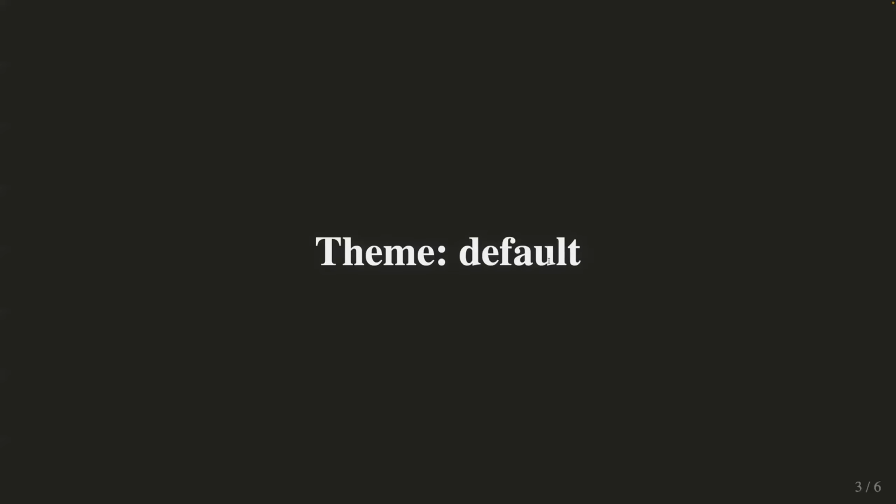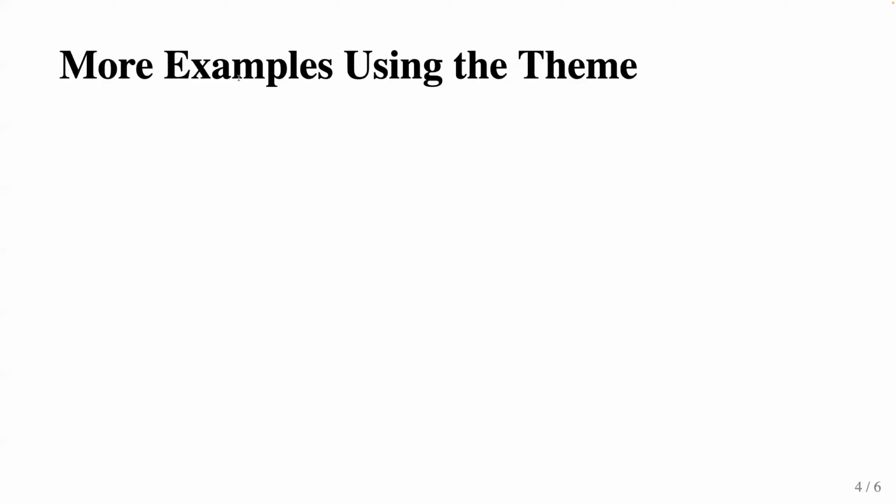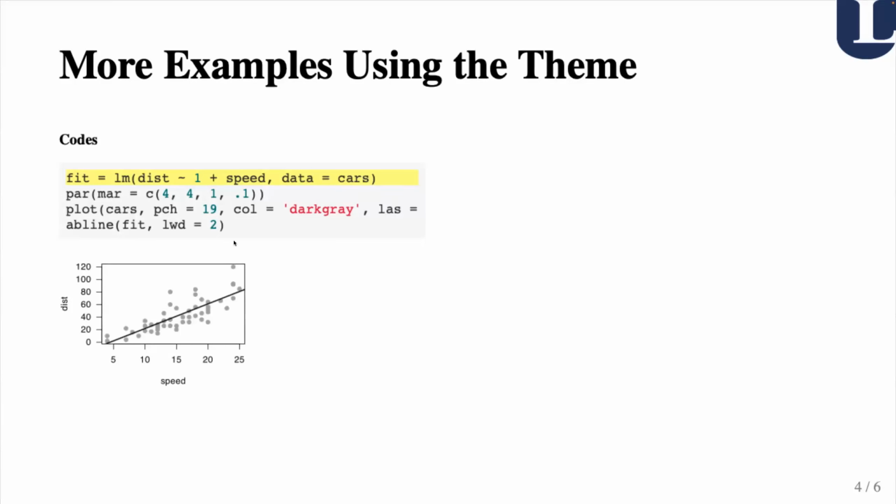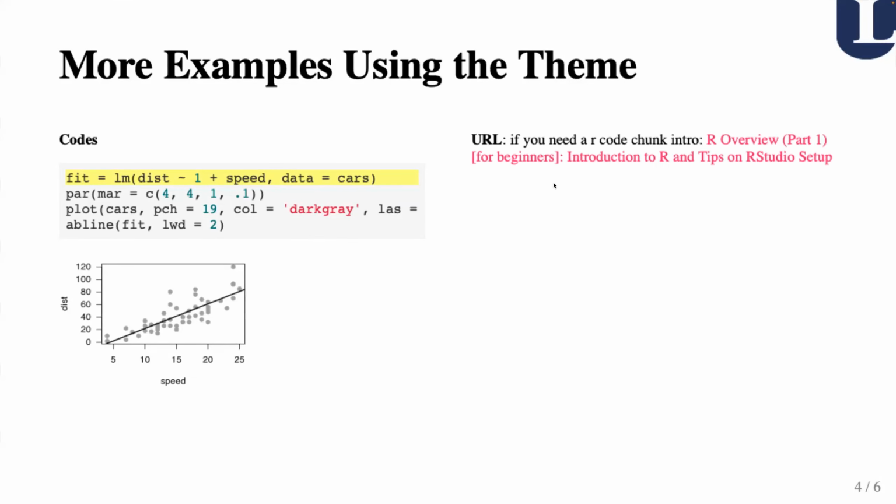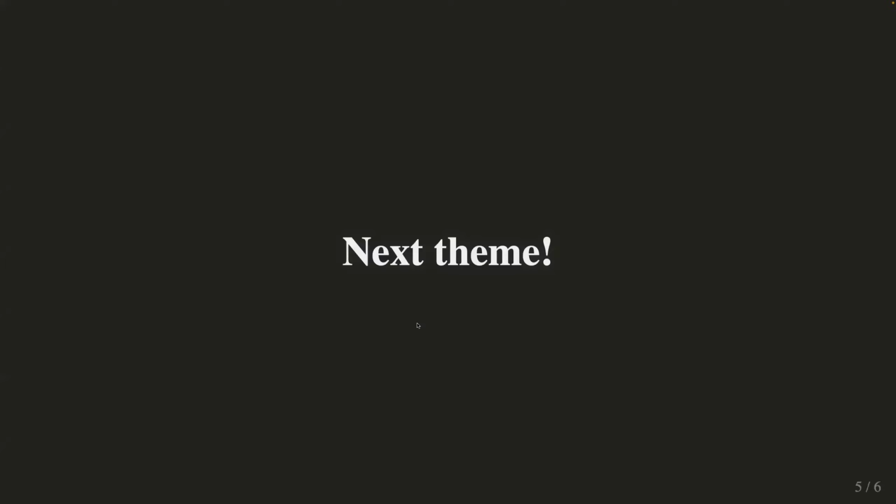So this is the default theme, and we have a few more examples here to show you. First, this is how a logo looks. This is how code looks in this theme, and the plot. Also a URL, and the URL link by default is a pink link. And then a footnote is shown like this. And there are more features, like the page numbers at the bottom, for you to use. And let's see the next theme.